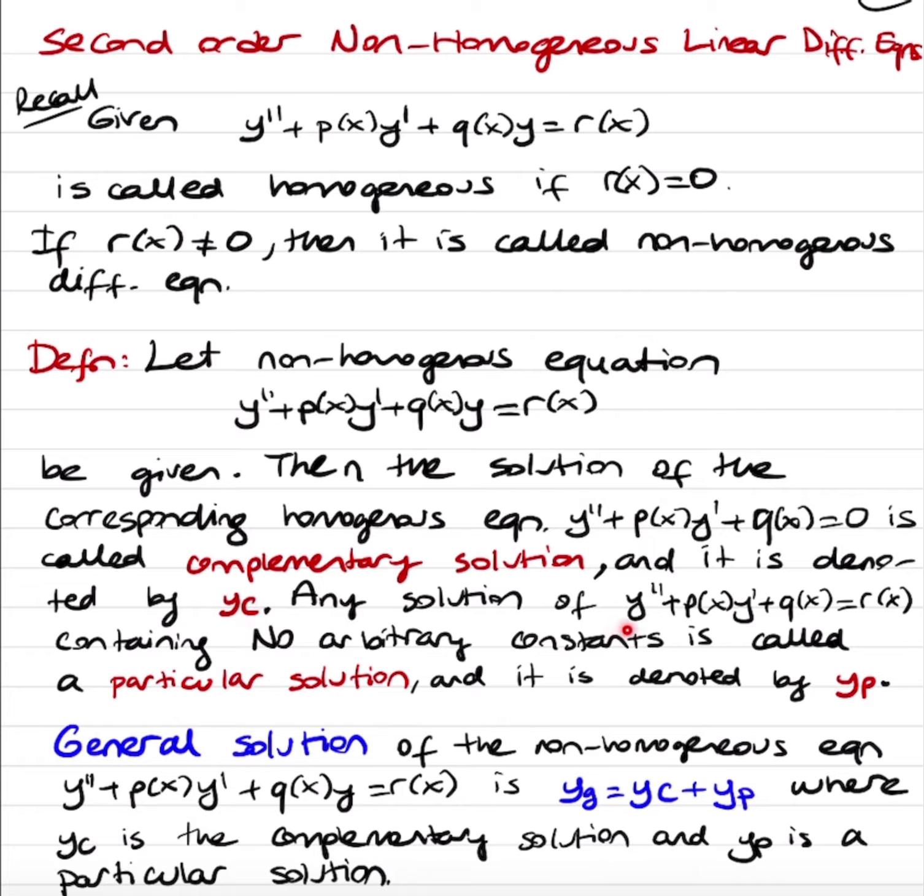Any solution of this non-homogeneous equation containing no arbitrary constants, so we know all the values of the constants, is called a particular solution, and we denote it by y_p. Then how do we write the general solution? The general solution of the non-homogeneous differential equation is y general equal to y complementary plus y particular.